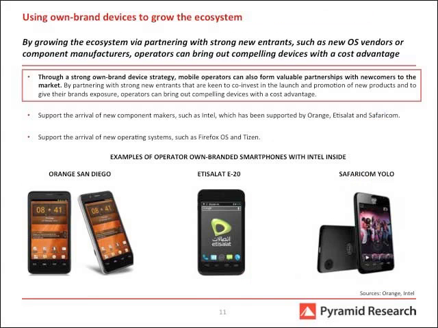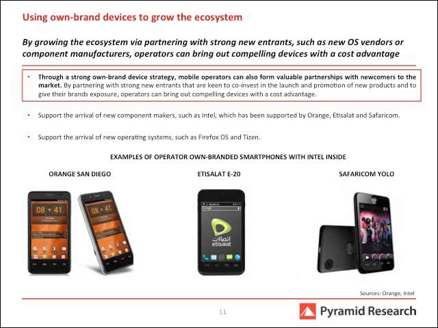Now, the third objective that operators can achieve with their own brand smartphone strategy is related to growing the ecosystem, injecting more competitiveness into the ecosystem by supporting certain newcomers. If they support new OS vendors or new component manufacturers, they position themselves well to be able to bring out compelling devices with a cost advantage.